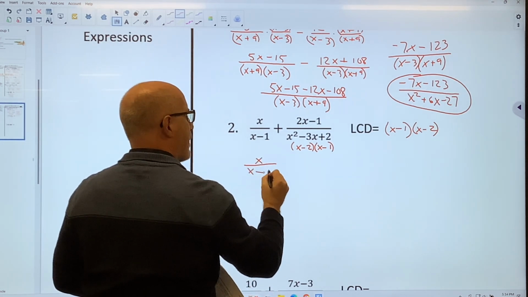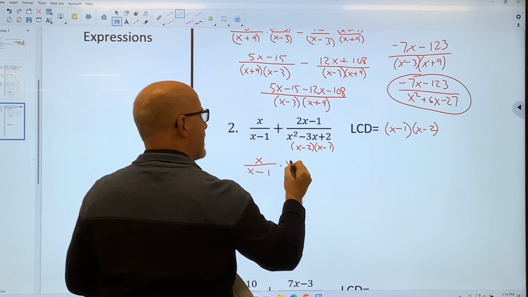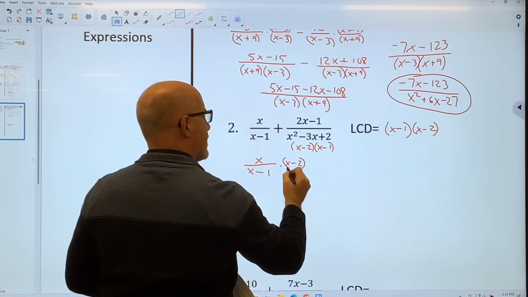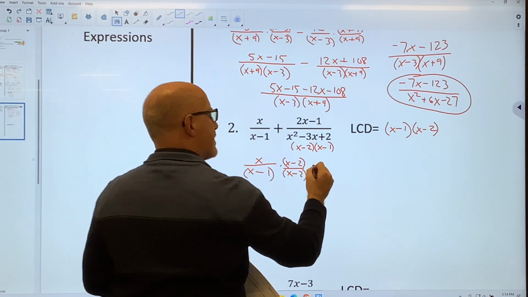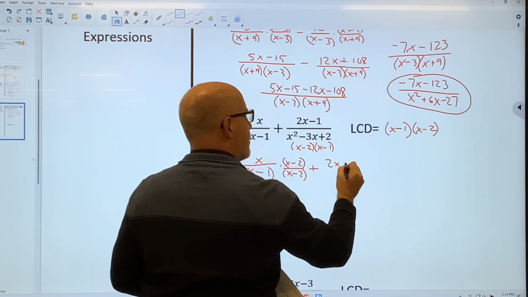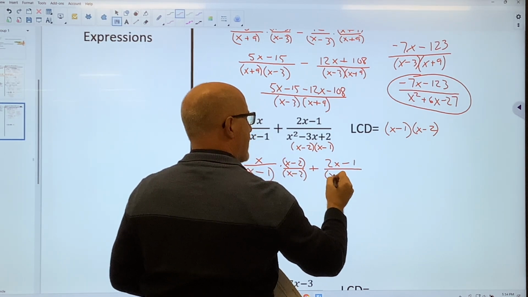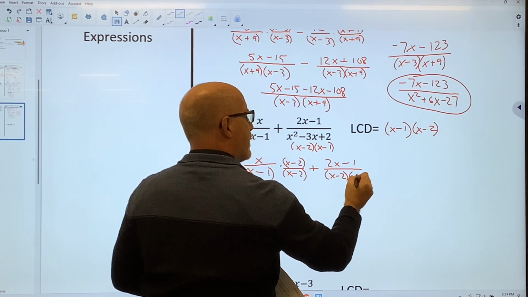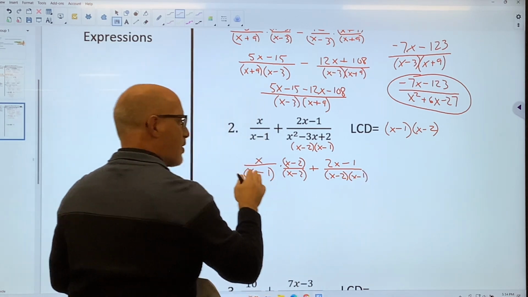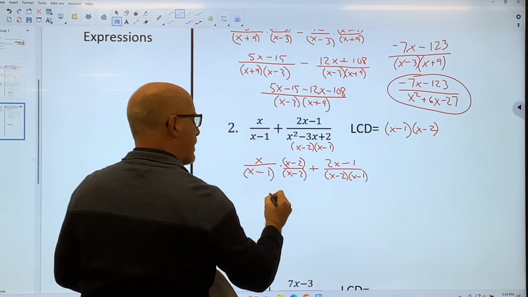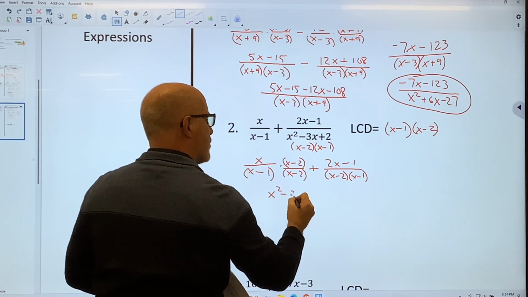So we're going to multiply by what it's missing. It's missing the x minus 2. So I'll multiply by x minus 2 over x minus 2. Second one, we just are going to leave alone because it's got the common denominator of x minus 2, x minus 1. Now let's go ahead and multiply these two. We're going to have x squared minus 2x.